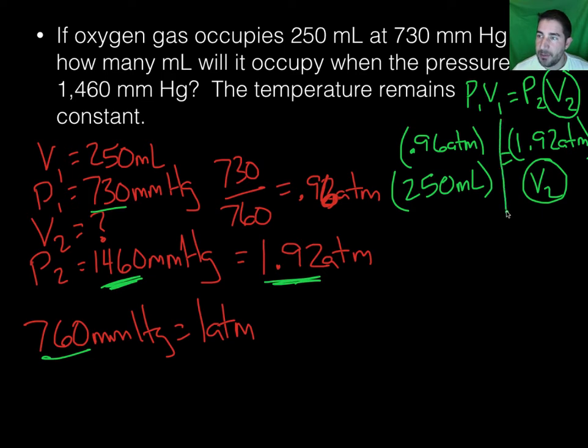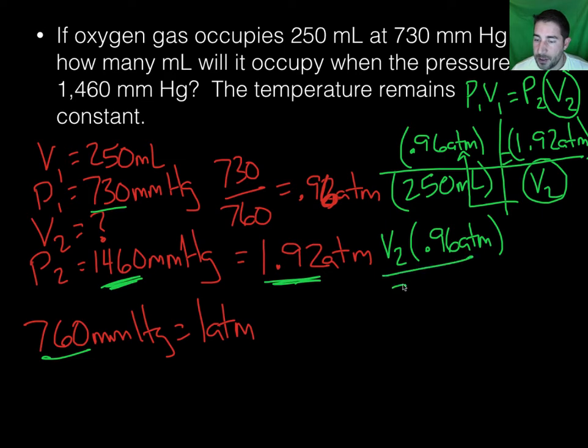And how we do that is we put up a fence, we put up a cross, and we get V2 by itself. You can move any variable anytime you want, as long as you move it two times, right? You've got to move it to the opposite each time, one move at a time. So it's on the right, so we move to the left. It's on the bottom, so we move it to the top. So we rewrite this as V2 times 0.96 ATM over 250 milliliters equals 1.92 ATM. All right, put my fence up, put my cross up.